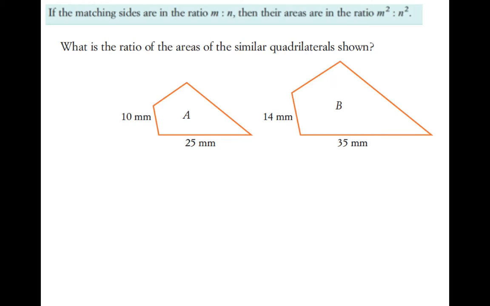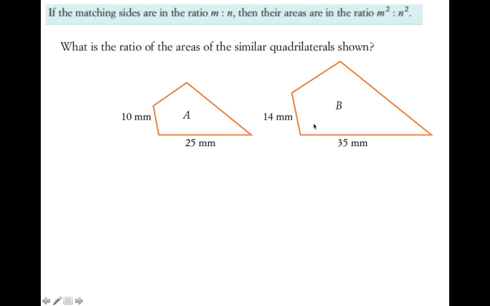The second point in the summary is saying that if the matching sides are now in the relationship of m to n, meaning those two are different, it's not going to be a 1, they're going to be two different numbers, we basically square the two numbers. So for example, what is the ratio of the areas of these similar quadrilaterals shown?